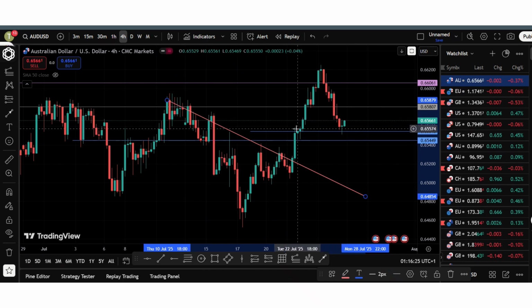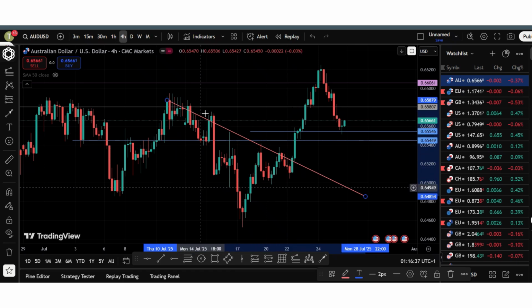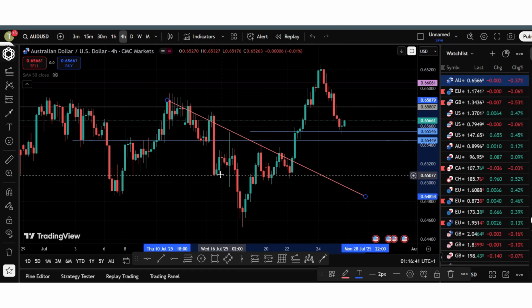This is where the institutions are the ones that determine the move. They made the first move with high volume. Can you see the volume? Whenever you see a straight-line move like this, just know it's an institution that sold with high volume.